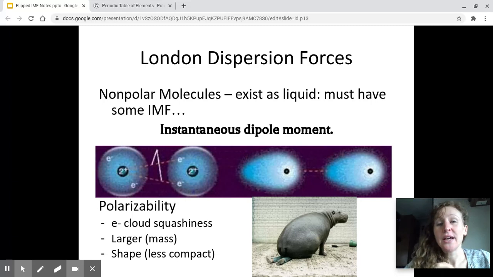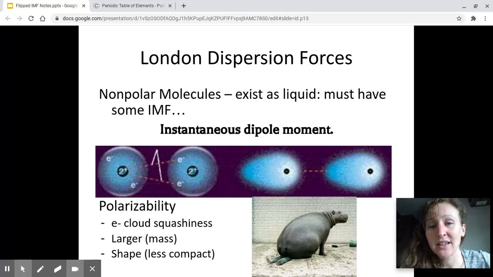Okay, so London dispersion forces, remember, are what exist in between nonpolar molecules when they exist as liquids and solids. The fact that nonpolar molecules form liquids and solids is our argument for the existence of London dispersion forces. But fun fact, London dispersion forces don't only exist in between nonpolar molecules. In fact, they exist in between every molecule.